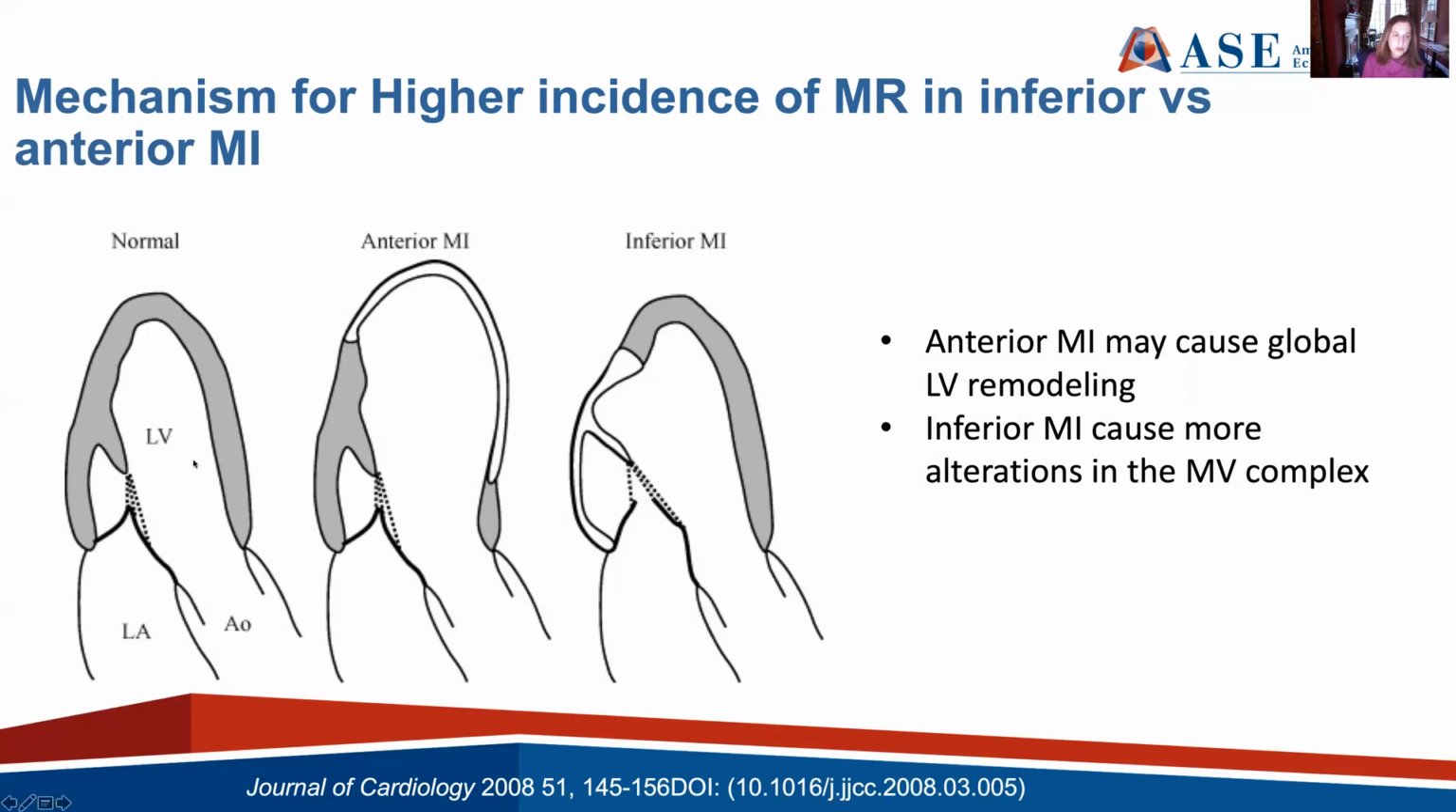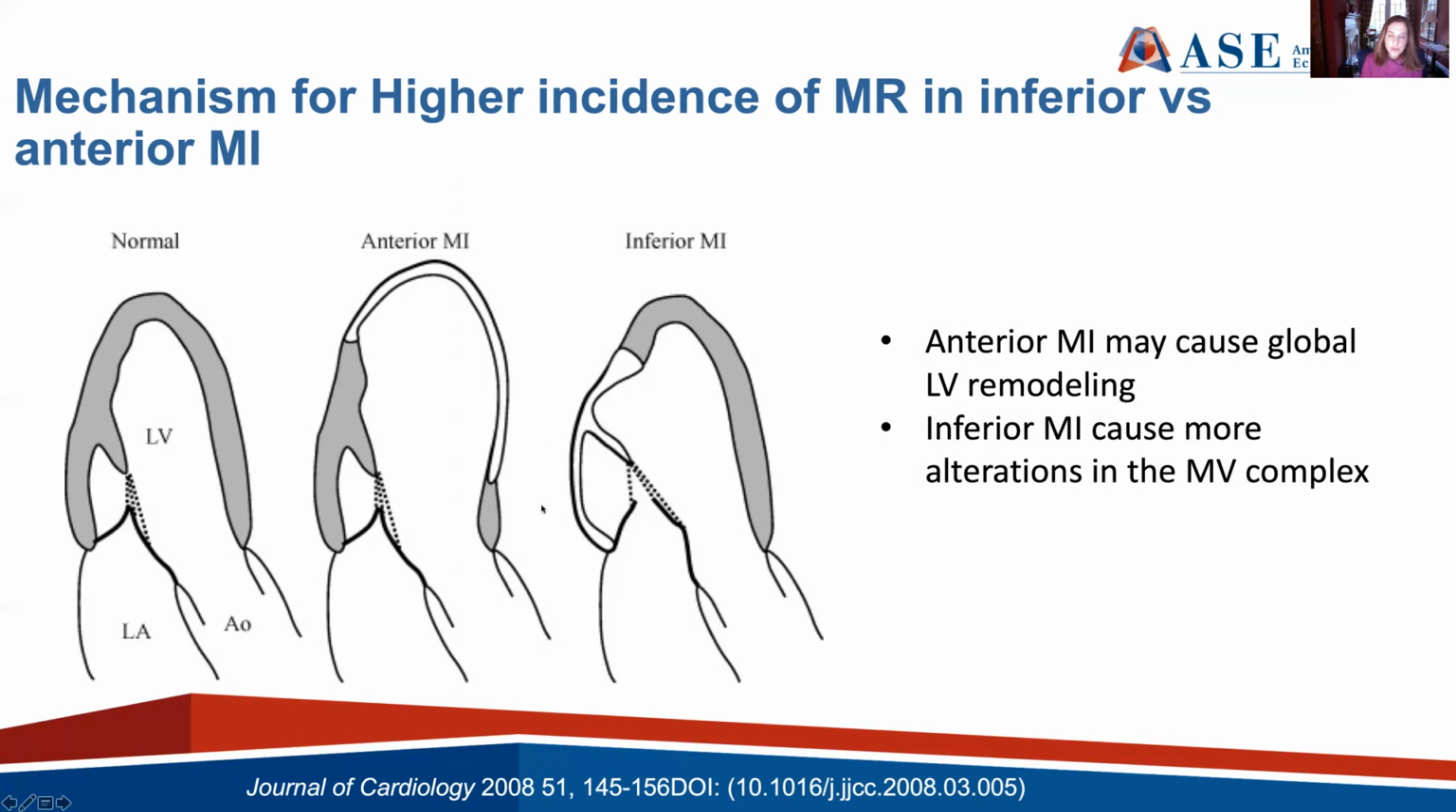So this is shown here in these cartoons. And again, this is from Bob Levy's publication on this topic back in 2008. You see here what the normal configuration of the mitral valve and the mitral valve apparatus looks like, and this should result in no mitral regurgitation. Here is an individual who had an extensive anterior myocardial infarction with quite a bit of dysfunction of the left ventricle. But you see that the mitral valve apparatus is preserved so that the leaflet configuration is relatively normal.